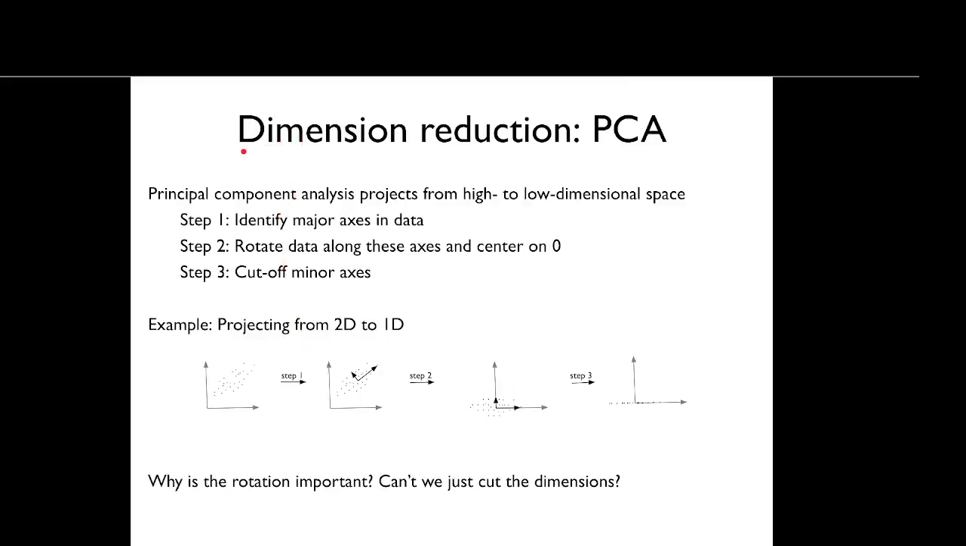Let's start with principal component analysis, and it essentially comes in 3 steps. First, we identify the major axes in the data. Then we rotate the data along these axes and center on 0. And to carry out the dimension reduction, we cut off minor axes. So let's do that for a simplified example in 2D, and we want to project into 1D. Now, this is our original data.